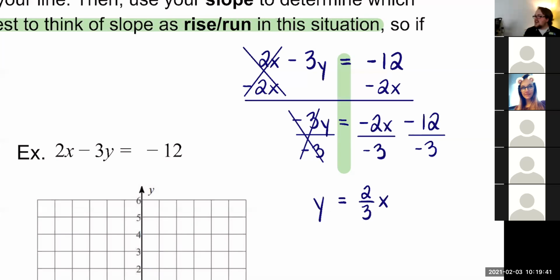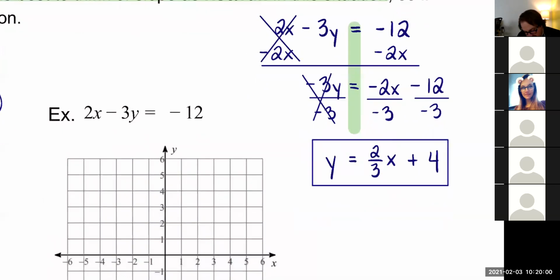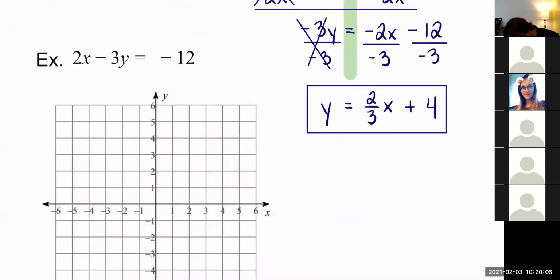Leave the x nearby, it helps us mark the spot because we know the slope usually sits next to it. And then what about negative 12 divided by negative 3? Positive 4. And with just a little bit of work, we're in the same scenario now that we were with the one previously. Y is by itself, which means I can identify what two pieces? Your slope, which is 2/3, and then your y-intercept, which is 4. Our slope is 2/3. And our y-intercept is positive 4.